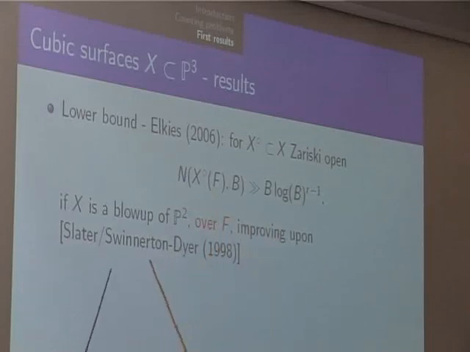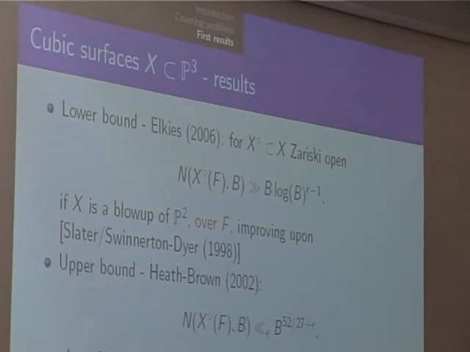Now, not for all cubic surfaces, unfortunately, but at least for cubic surfaces which over F are blowups of P2. The points need not be defined over F. The cycle is defined over F, and the points are still conjugated. So you take some 0-cycle in P2, 6 points with some Galois action, blow that up, and then you get this lower bound. Previously, there was work by Slater and Swinnerton-Dyer proving similar lower bounds, provided the cubic has 2 skew lines over the rationals, and only over the rationals.